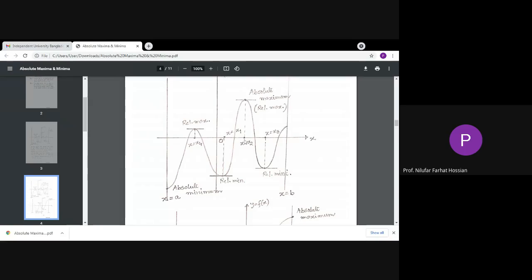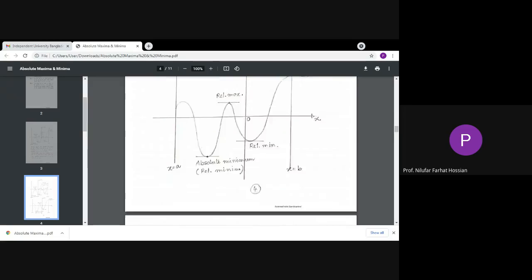This point is a critical point because at this point the derivative will be what? 0, because the slope will be 0 here, because here the tangent is parallel to the x-axis. The angle is 0, that's why the slope will be 0. So this point is a critical point. Here the absolute minimum is occurring at the left hand point, and the absolute maximum is occurring at a critical point.